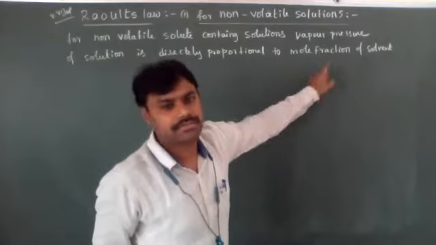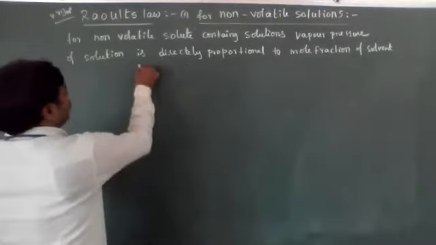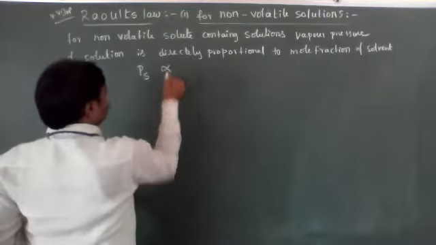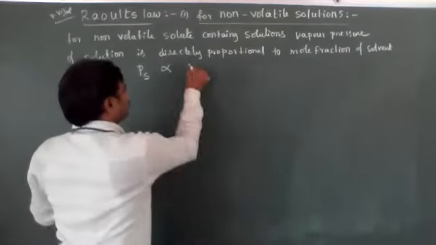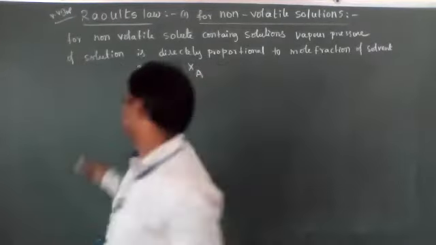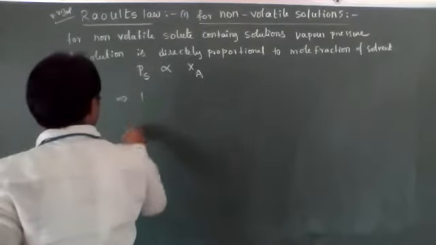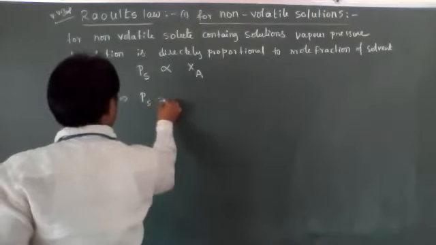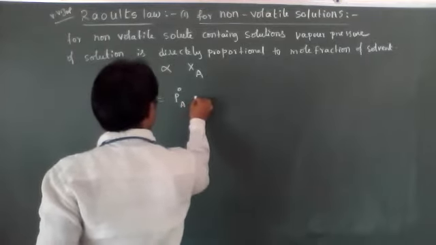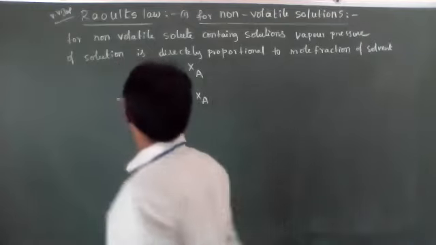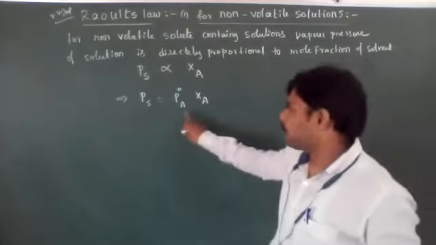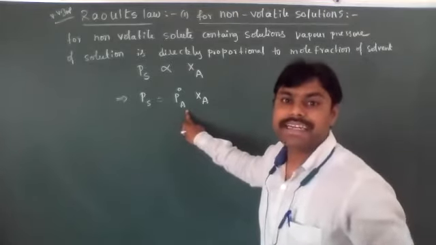as Raoult's law. So according to the statement, the vapor pressure of solution, PS, is directly proportional to the mole fraction of solvent. The XA is called mole fraction of solvent. Then PS is equal to P naught A into XA. What is P naught A? P naught A is nothing but the vapor pressure of solvent in pure state.